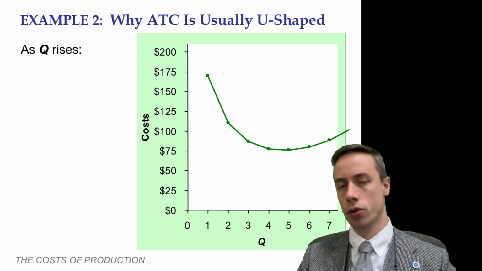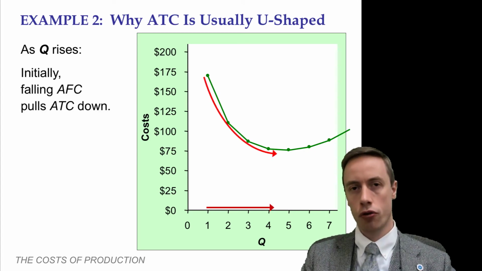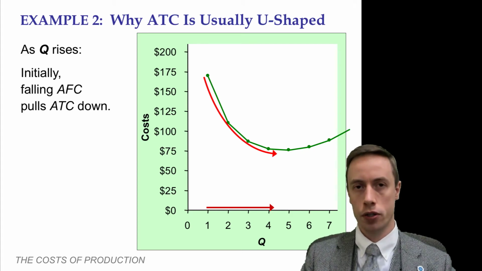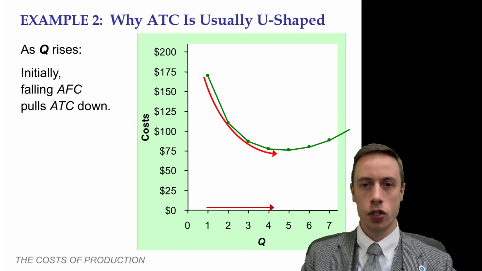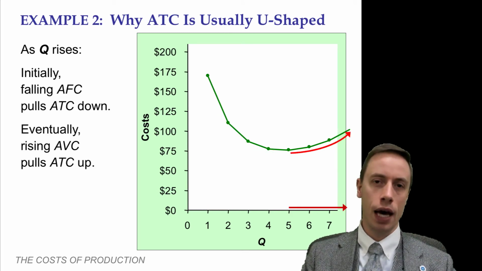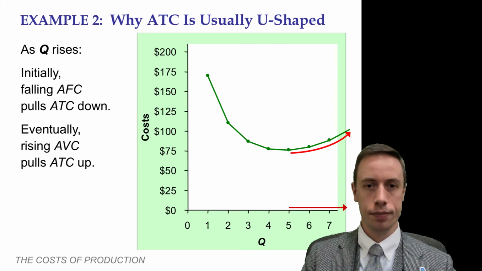Let me remind you of what's going on here. At first, when you increase the production of your business, you can spread out your fixed cost over more and more units. That tends to decrease your average total cost. But once those fixed costs are nice and spread out, typically your business runs into diminishing returns, and the increasing average variable cost starts to dominate and bring your average total cost back up. That's why the U shape is so common.